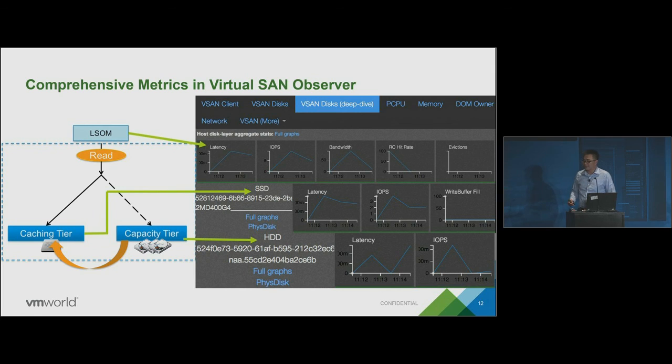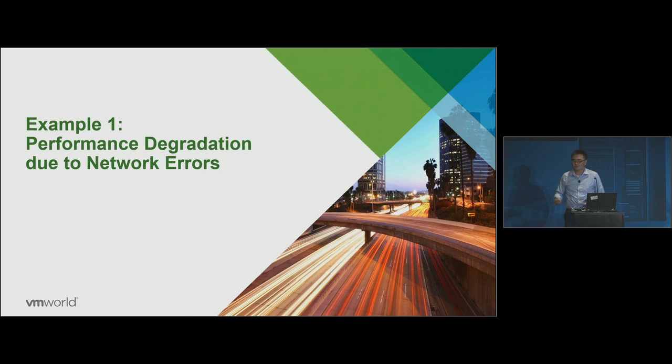So now that we know how to map the VSAN architecture to the VSAN observer, let me use an example to illustrate how we can use this tool to do performance troubleshooting in the real world. The example we use here is the performance degradation caused by network errors.